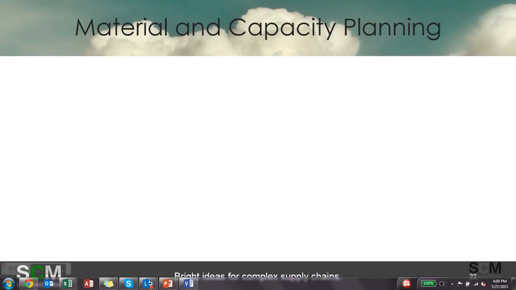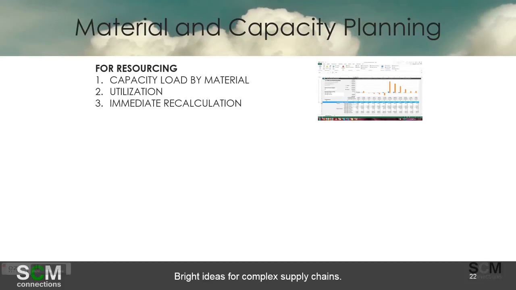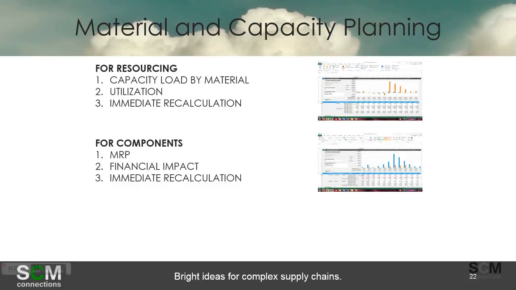So to summarize this section on material and capacity planning, you saw a couple things. For the resourcing, you saw the capacity load by material and the utilization, as well as the immediate recalculation. I was using consensus demand, but it could be anything. It could be a price, it could be a resource constraint, whatever. The other thing you saw were the components calculations, so essentially MRP, and that, although I didn't show the financial impact, I think from prior videos you can piece together how that cost would be attached, and then as well the immediate recalculation for those components if, say, a particular component went up in price or major price change, what impact that has on profit.